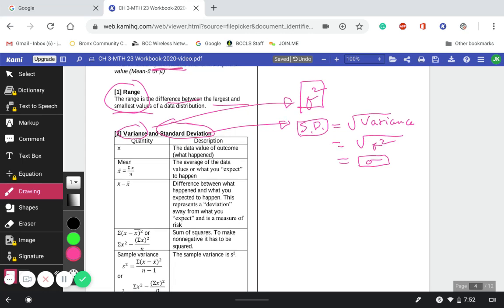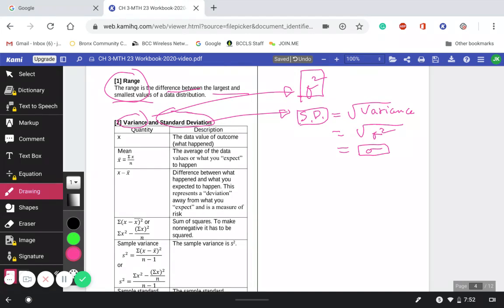So now let's look at the vocabulary again. X. What is X? X is a data value, or the input data. Okay? And mean is the central tendency. And how do you get that? You add all the x's and divide by n, the average of the data values. That's mean.